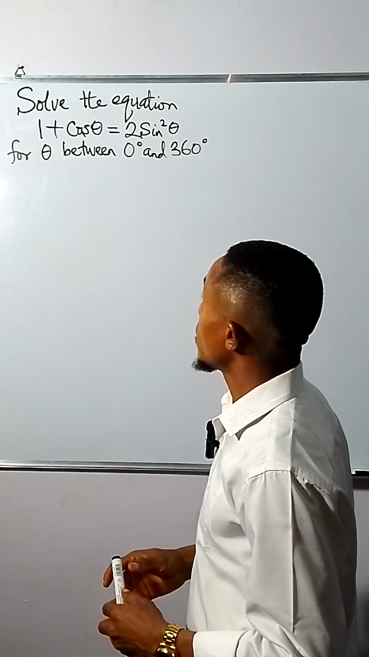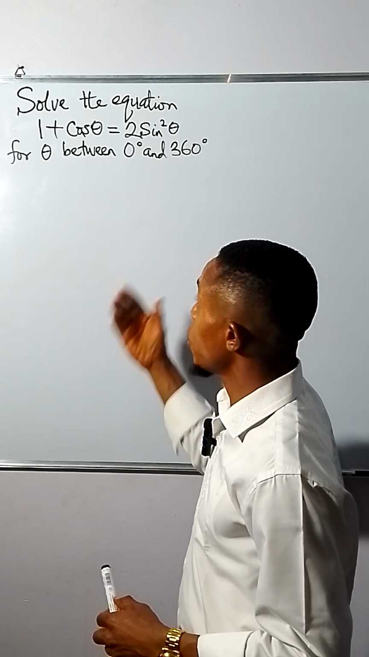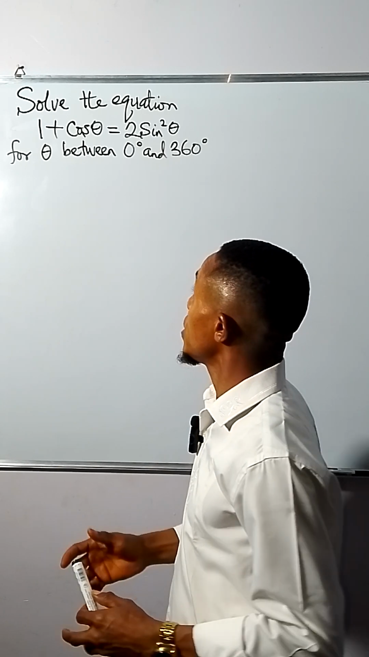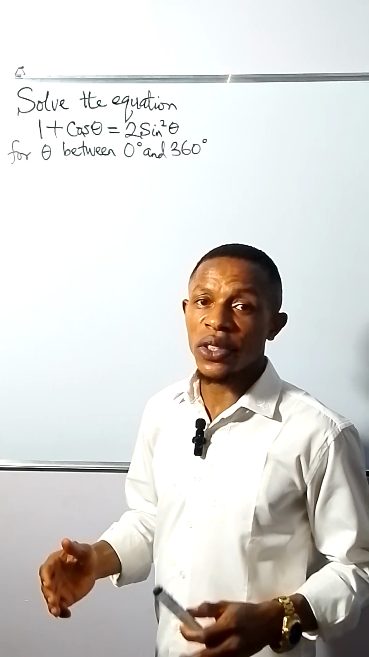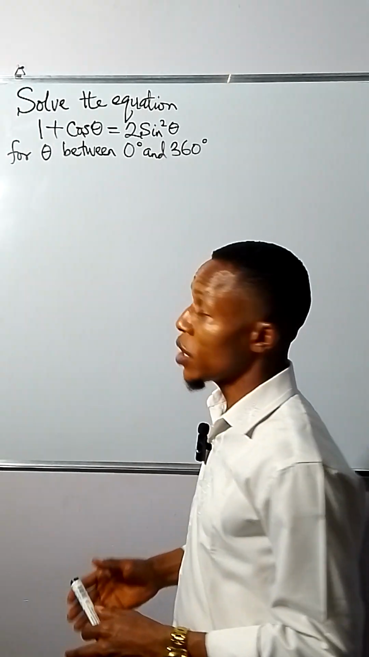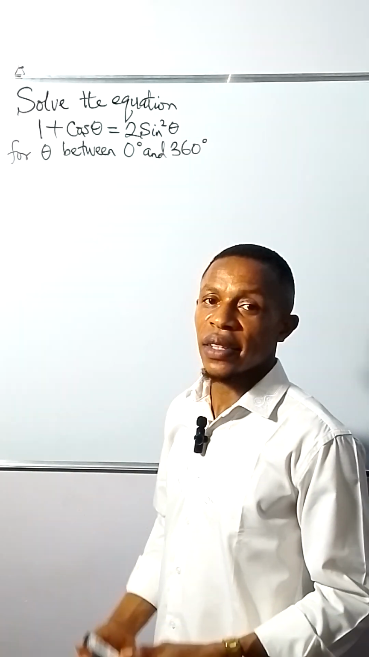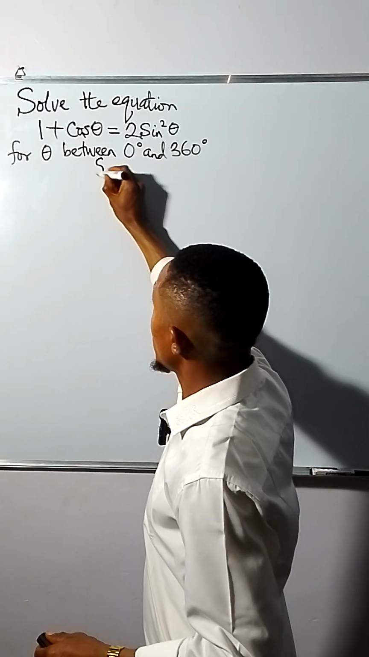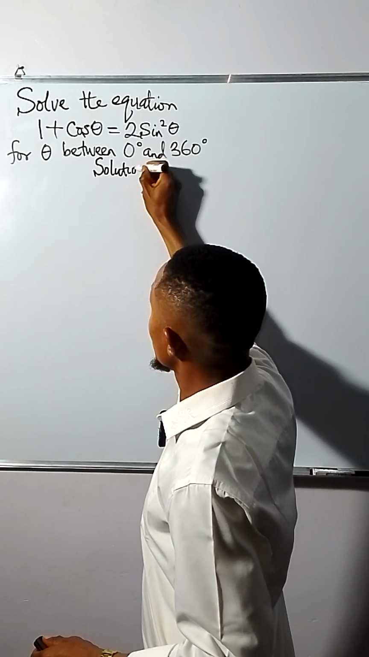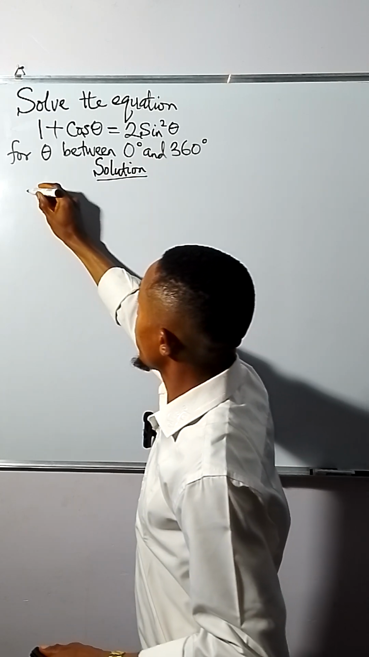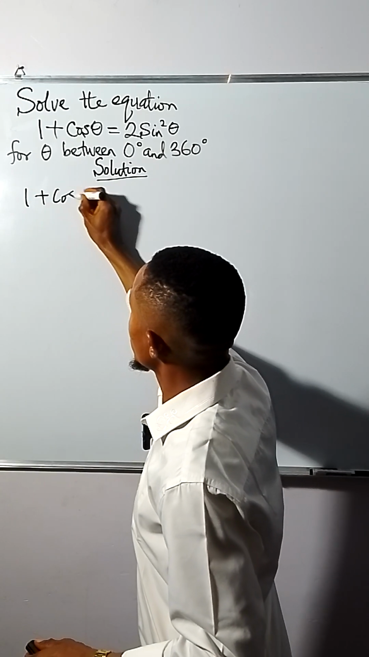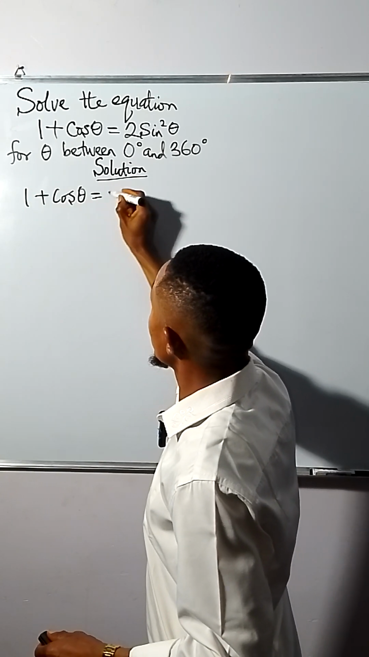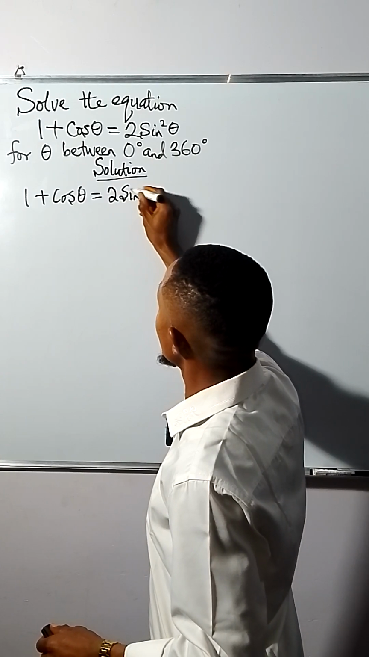The question reads, solve the equation 1 plus cos theta equal to 2 sine squared theta for the values of theta between 0 degrees and 360 degrees. Alright, so let's take down our solution. We have 1 plus cos theta equals 2 sine squared theta.